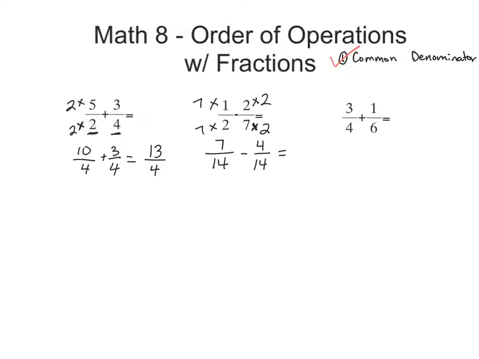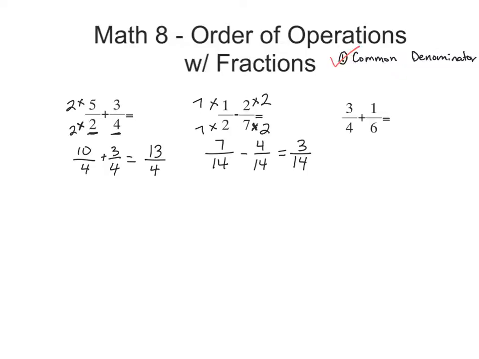Now our final step is you subtract the numerators and you keep the denominator the same. The denominator doesn't change. 7 minus 4 is 3. So your answer is 3/14.